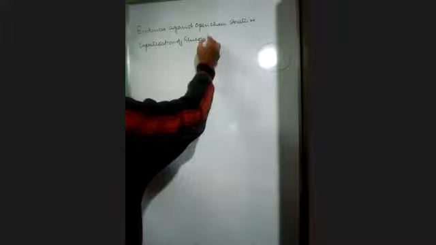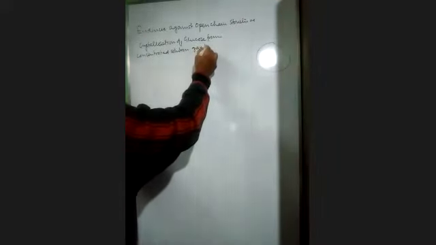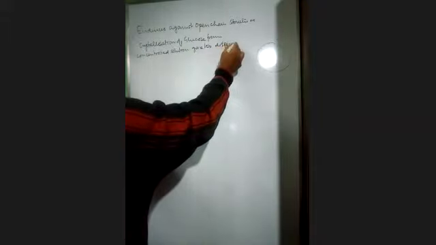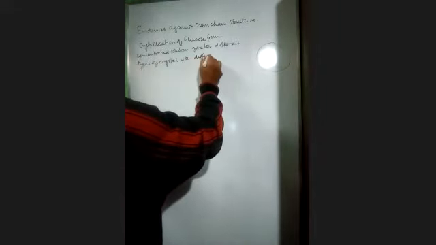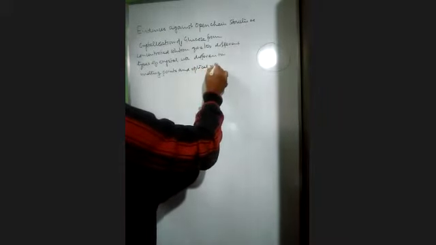Crystallization of glucose from concentrated solution gives two different types of crystals with a difference in melting points and optical rotation.